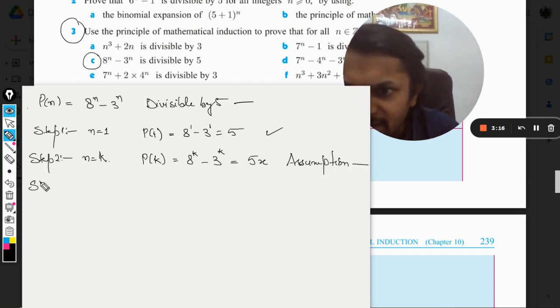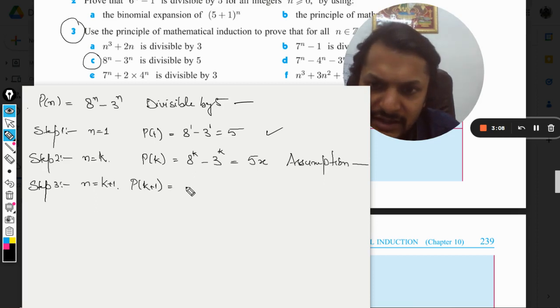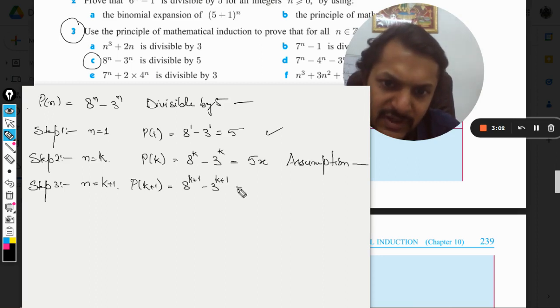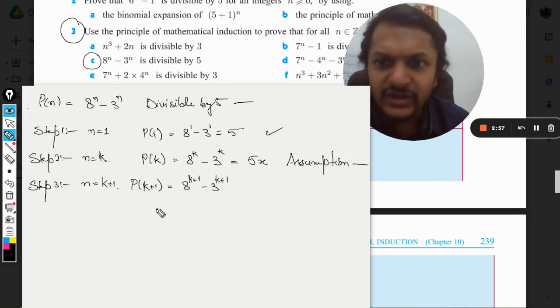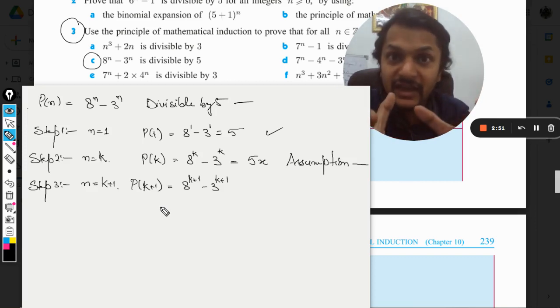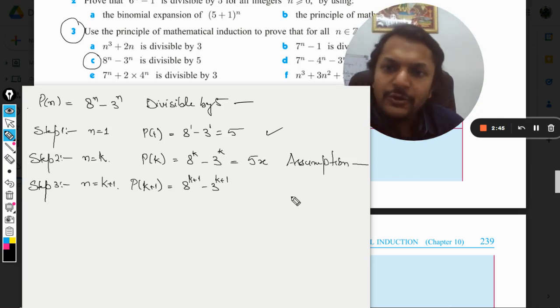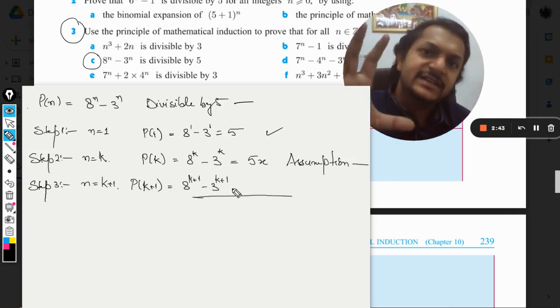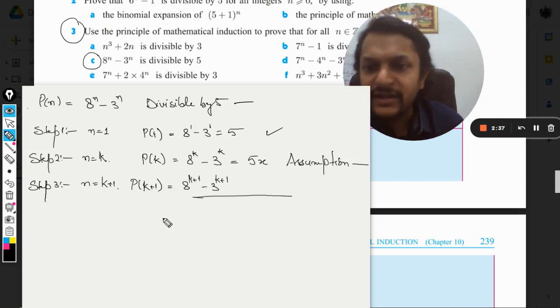Now, let us go to step number 3, and let us substitute k is equal to k plus 1. So this is how we make the statement. This is what we need to prove. So this is P of k plus 1, and now we need to do some arithmetic operation on it, and we must take 5 common from this. So how are we going to do this? Up to this point we are only creating this statement, and now we have to apply some mathematical techniques.